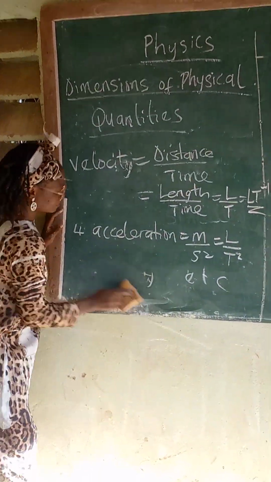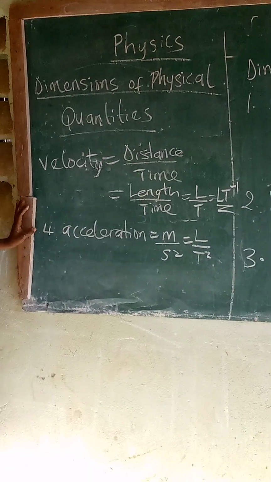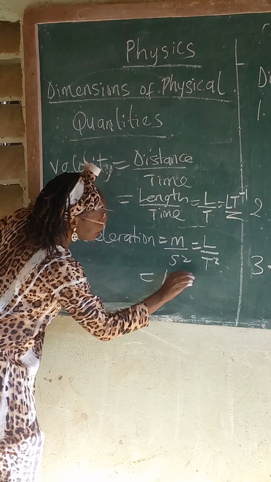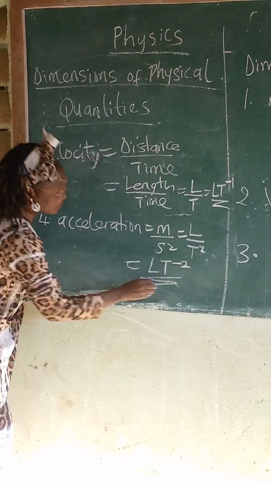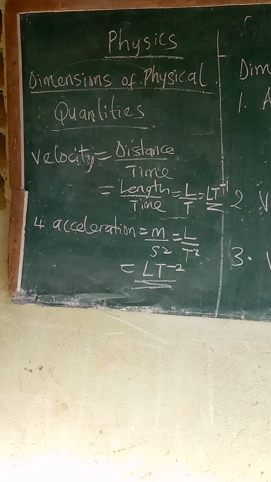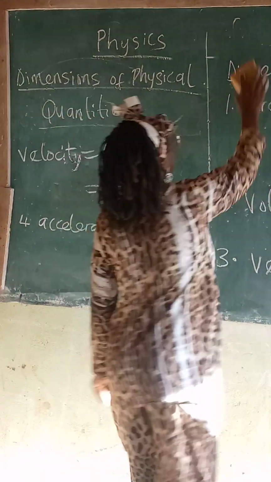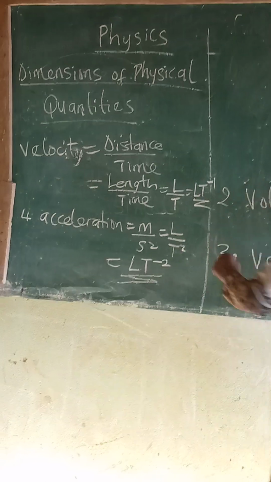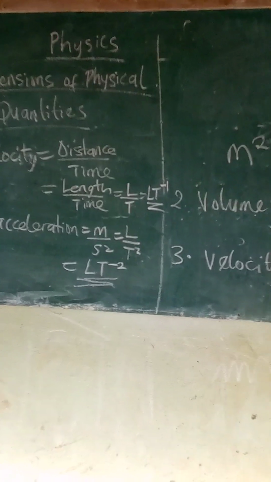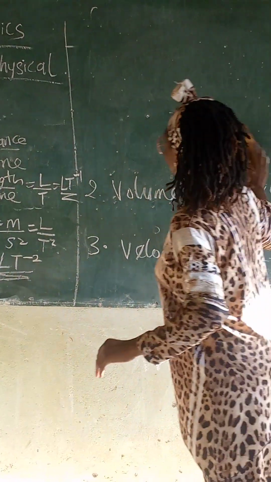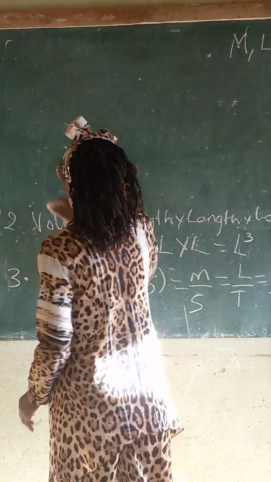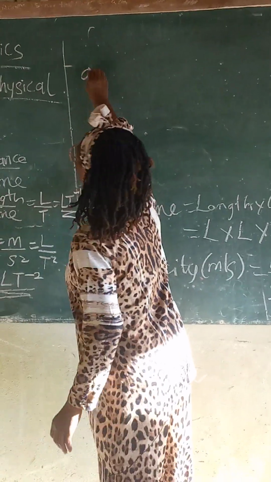Which is equivalent to LT raised to power minus 2. This is the dimension for acceleration. Now let's do the formula method. Remember, MLT: mass, length, time.